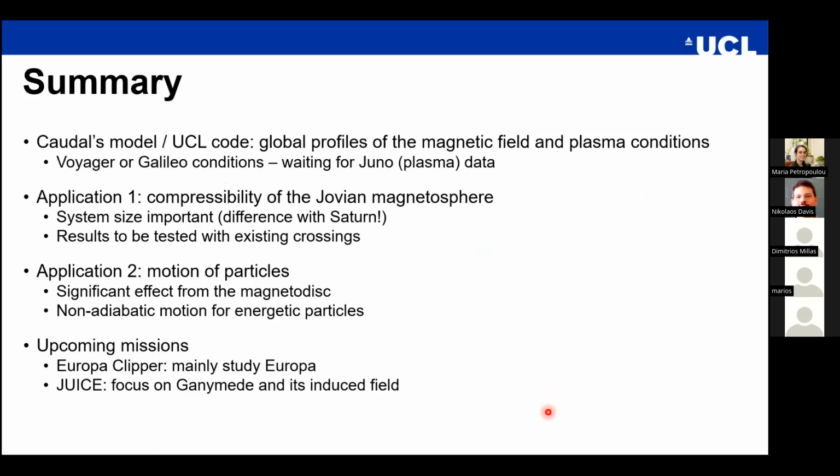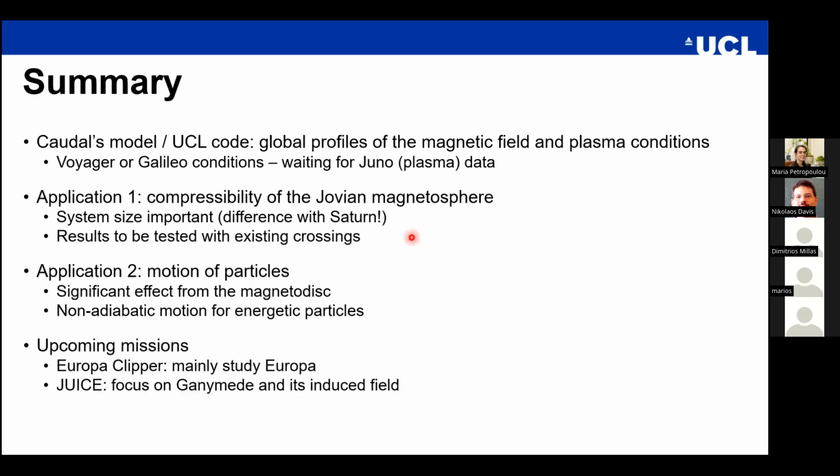Okay, and to summarize, in order to model the magnetic field of Jupiter, we saw that there is no adequate description using a magnetic dipole. So we used a theoretical model from the 80s and made it into a code that calculates the magnetodisc of Jupiter using different conditions, Voyager or Galileo, and we're still expecting the plasma data from Juno to incorporate this also in the model. As we saw, it's a very different world compared to the Earth or Saturn. This is evident from its compressibility. Just the sheer size of Jupiter makes things more complicated.